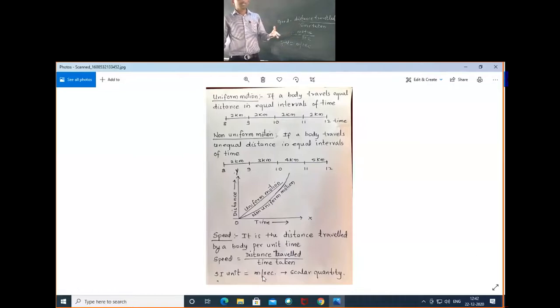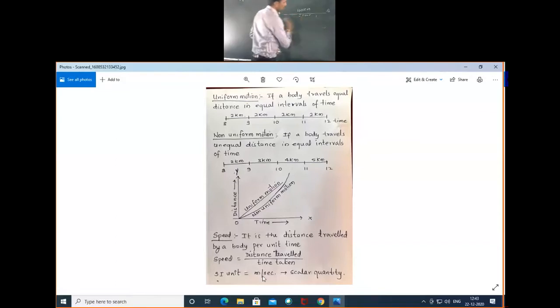Understood? The body is moving from A to B. You think that. So 100 kilometers in 1 hour. Understood? So it is traveling 100 kilometers in 1 hour. Maybe in the next hour it may travel 50 kilometers per hour. Understood? At that time you have to take the average speed. I hope you are getting my point.